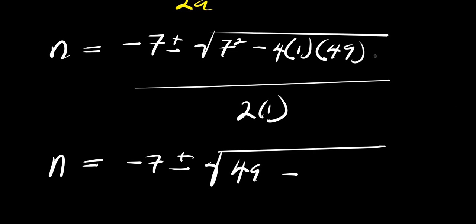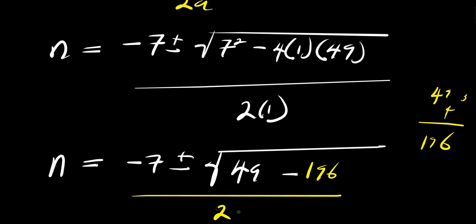So you can have 4 times 49. Let's do it here, 49 times 4. 4 times 9, that is 36. 4 times 4, 16, plus 3, that is 19. You have 196. So this is 196 divided by 2.